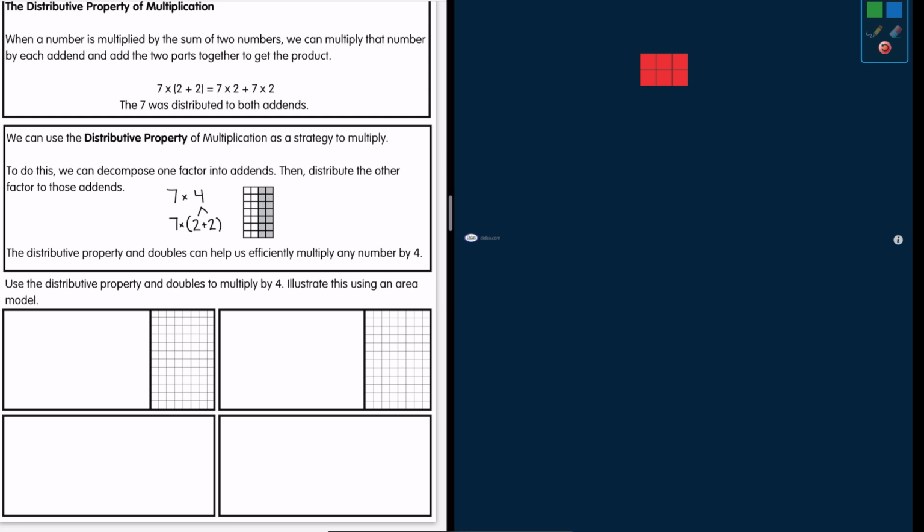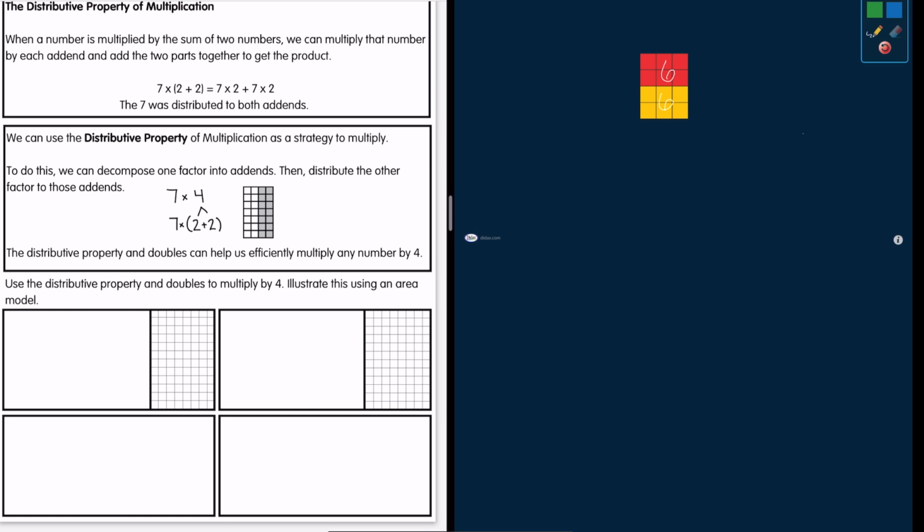We can use our double strategy to quickly know that 2 times 3 is 6 without having to count each individual tile. Let's build and connect a different 2 by 3 model. How many more tiles did we add to our model? 6 more tiles. We know that 2 groups of 6 is the same as 12.